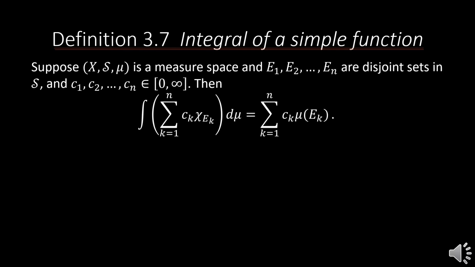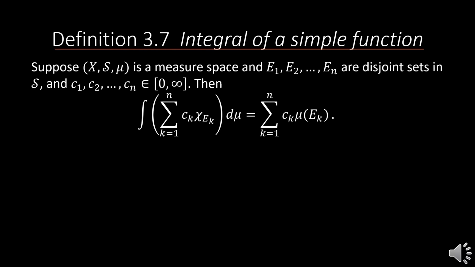Our first step to handling more complicated functions, like the function f we drew at the beginning of the presentation, is definition 3.7, the integral of a simple function. Recall that simple functions are functions that take on only a finite number of values in the range. We suppose that (X, S, mu) is a measure space, and that E1, E2 through En are disjoint sets from our sigma algebra. Moreover, we fix c1, c2 all the way through cn, such that they are non-negative real numbers.